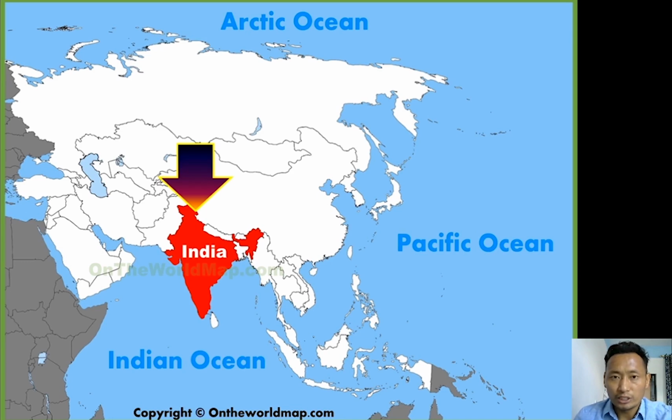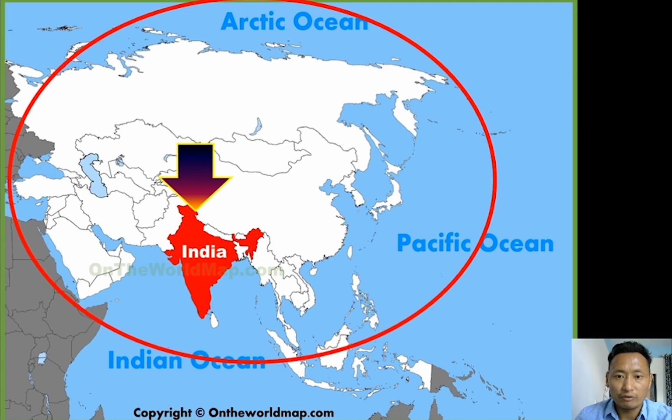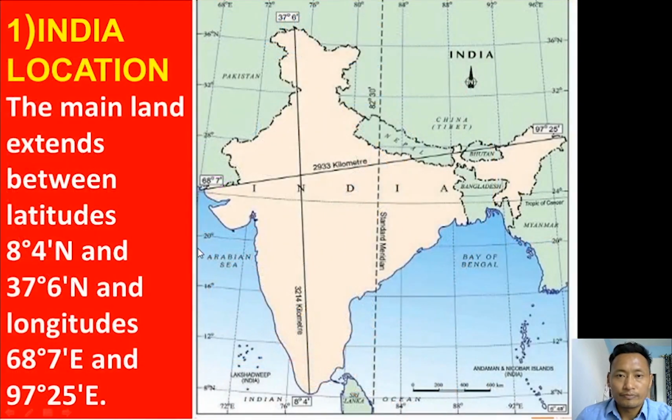This is the map of Asia. Inside the circle, we have countries of Asia. This arrow shows the location of India. The location of India is at the south of the Asian continent. So in the above topics we discussed the location of India in general. India is located at the north of equator, and in Asia, India lies at the south of the Asian continent.